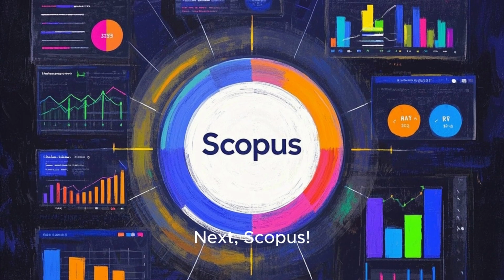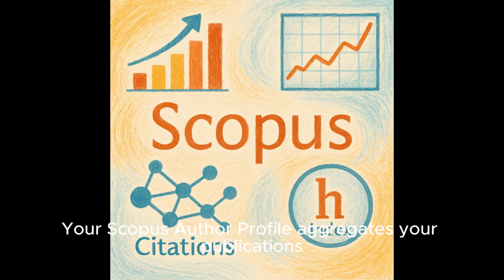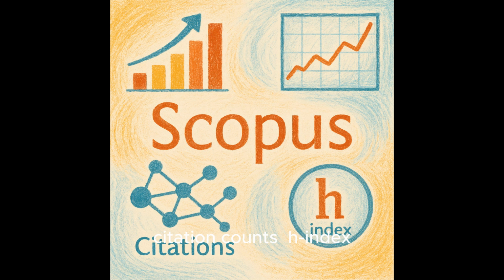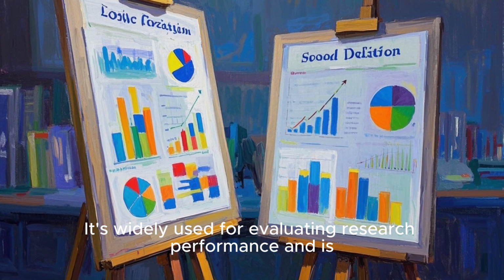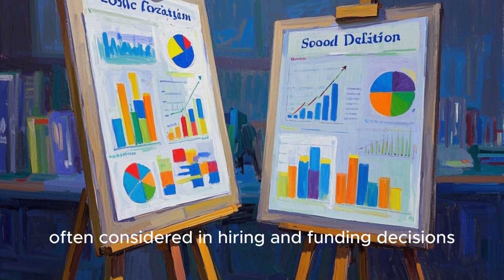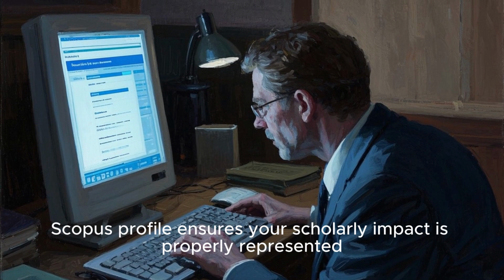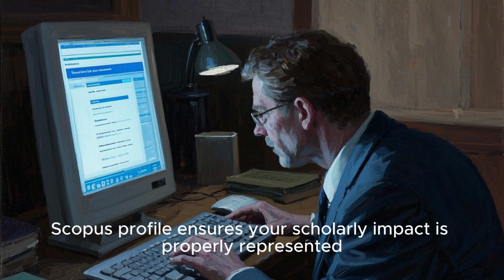Next, Scopus, Comprehensive Abstract and Citation Database. Your Scopus author profile aggregates your publications, citation counts, H-index, and collaboration networks. It's widely used for evaluating research performance and is often considered in hiring and funding decisions. Maintaining an accurate Scopus profile ensures your scholarly impact is properly represented.